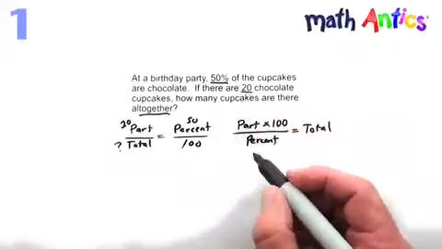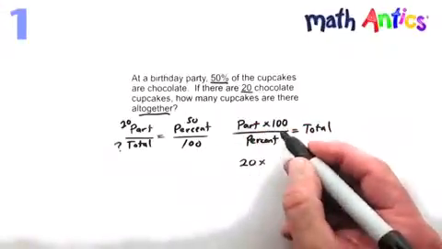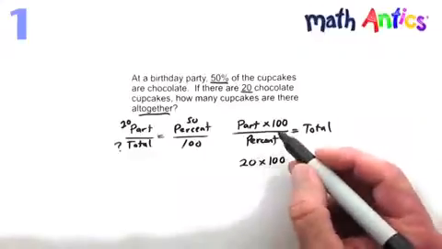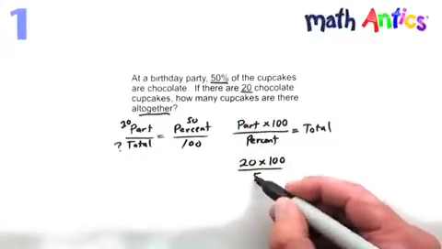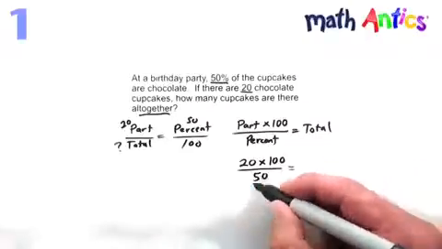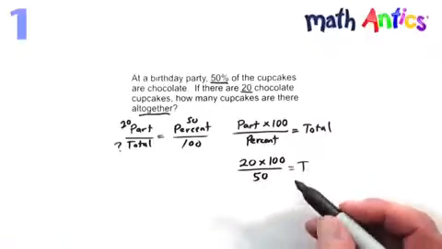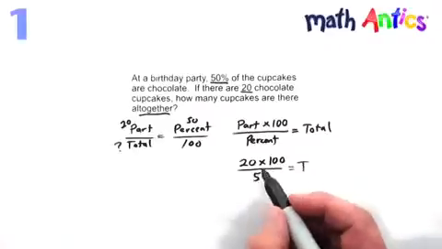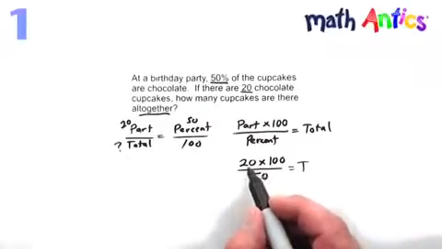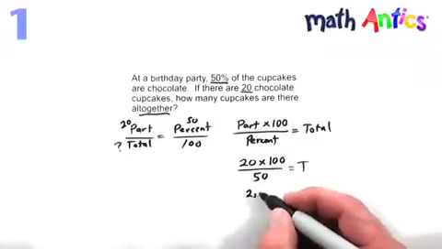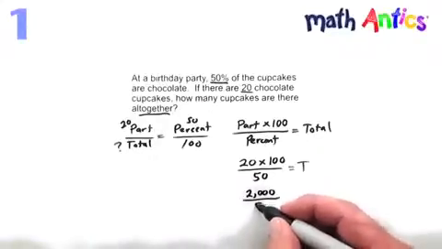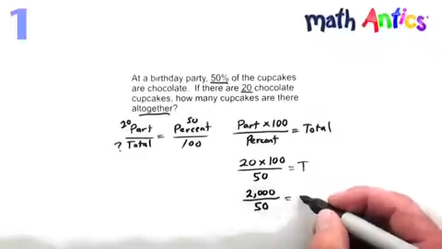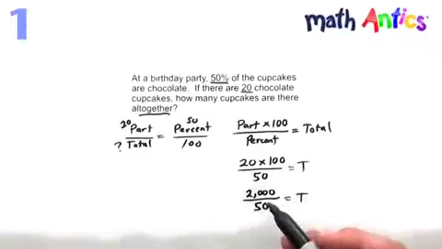The part here is 20. We'll say 20 times 100. That's on top. And then on the bottom, we have the percent, which is 50 here. So we just fill that in. We know that if we solve this, then that's going to give us the total. Okay, so let's go ahead and solve. On the top, we'll multiply 20 times 100. That's going to be 2,000 on the top. And then on the bottom, we're going to have 50. So all we need to do to figure out the total here is to divide 2,000 by 50.